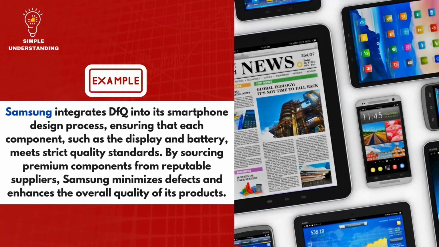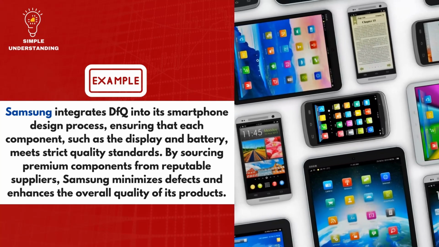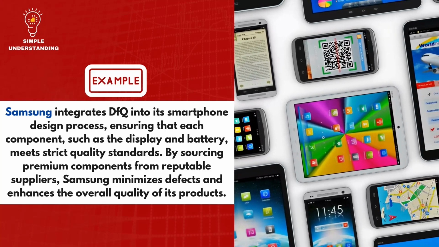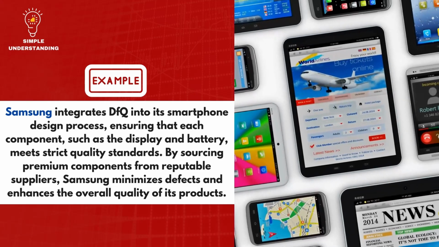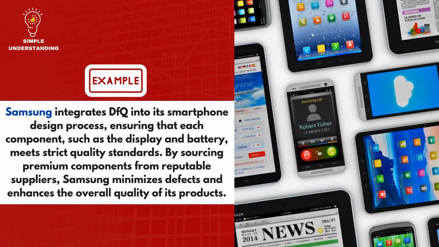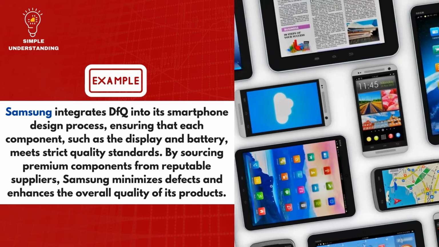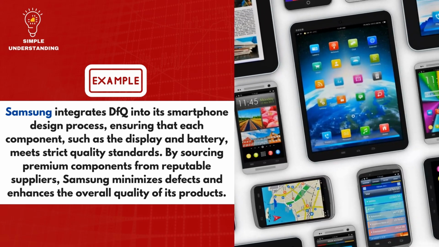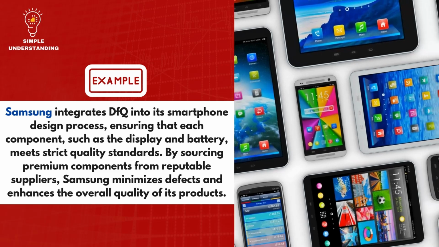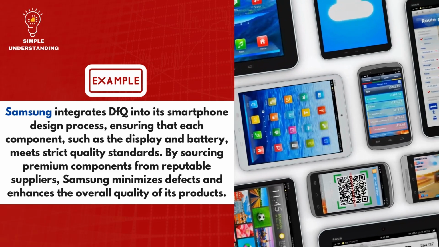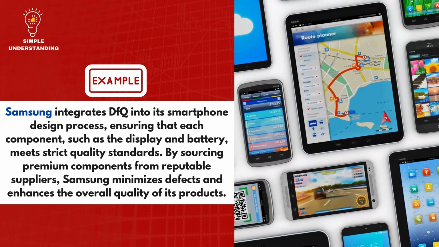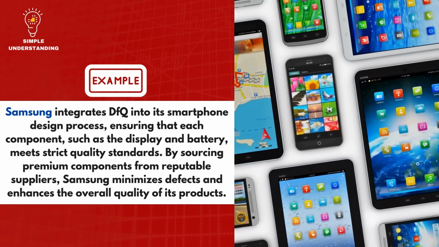Real company example. Samsung integrates DFQ into its smartphone design process, ensuring that each component, such as the display and battery, meets strict quality standards. By sourcing premium components from reputable suppliers, Samsung minimizes defects and enhances the overall quality of its products.